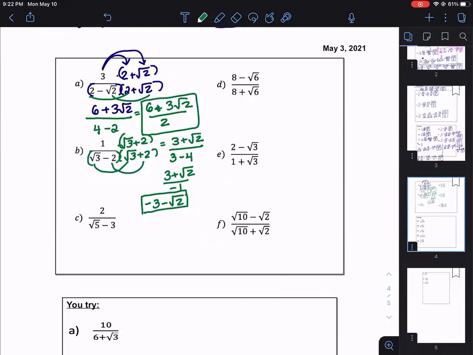Let me do C, and then I'll pause if anyone needs any clarification. So the conjugate here would be 5 radical 5 plus 3, radical 5 plus 3. So when we distribute, we get 2 radical 5 plus 6. In the denominator, we get 5 minus 9. 2 radical 5 plus 6 over -4.